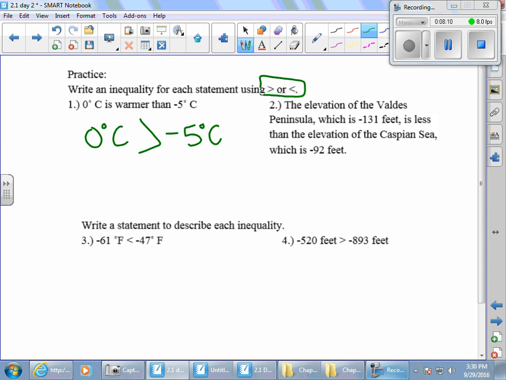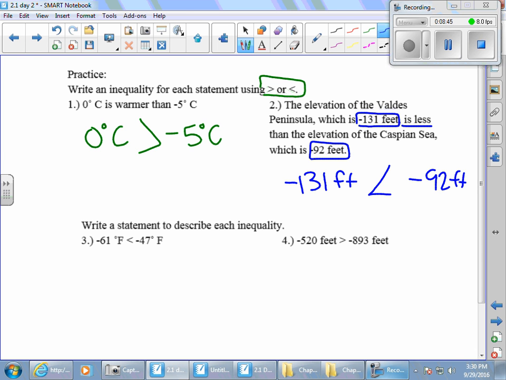Elevation, number 2. The elevation of the Valdez Peninsula is negative 135 feet, which is less than the elevation of negative 92 feet. So negative 135 feet and negative 92 feet. It's less than. It's lower in the ground if it's negative 135. That means that negative 92 is higher up.